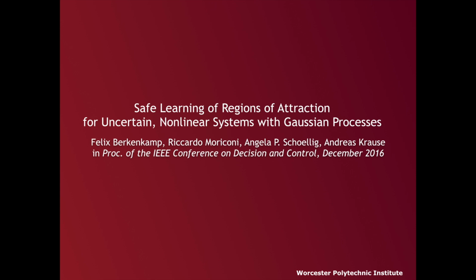Now let us look at some of the novel works where researchers have used novel learning methods to find and maximize the region of attraction. For this, we will look at the paper on safe learning of region of attraction for uncertain nonlinear systems with Gaussian processes.